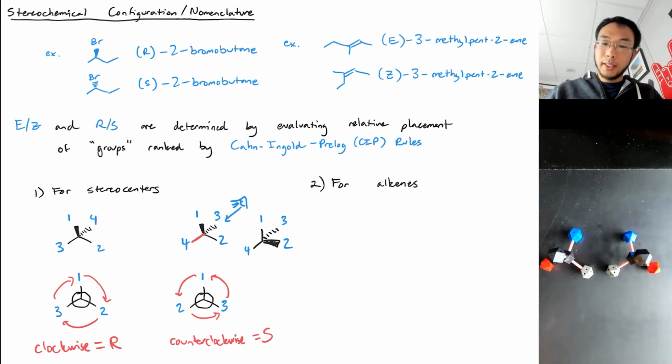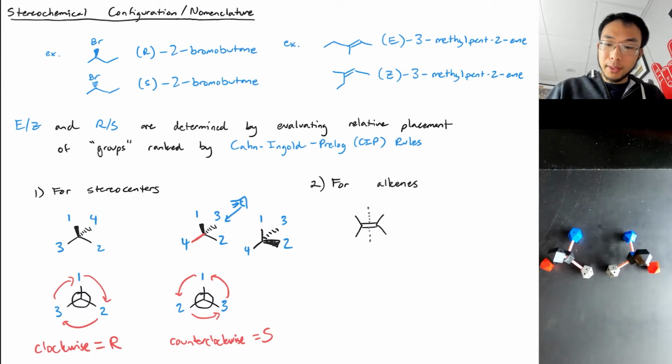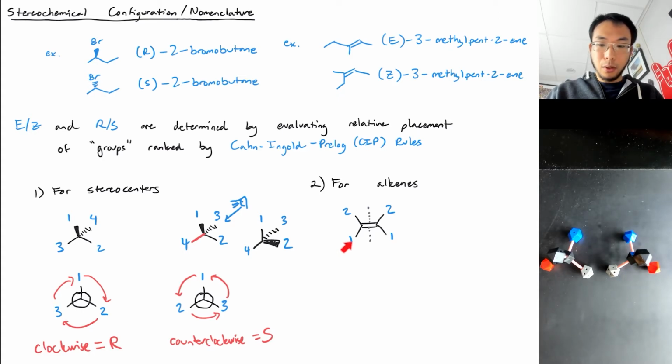For E and Z, the idea is similar, so I'm going to take an alkene here. What we do, however, is we actually compare the two halves of the alkene separately. So there are two separate problems of rankings. And so what we're actually asking is, on the carbon on the left here, which one is higher? On the carbon on the right here, which one is higher? Well, in this situation, it looks like I have both of the lower carbons as the higher ranked group.